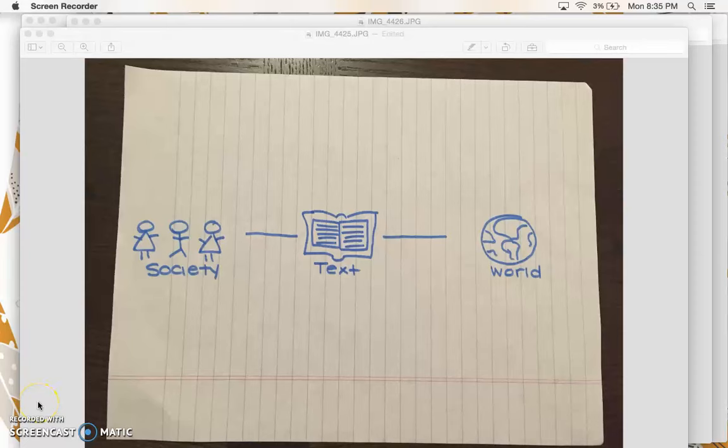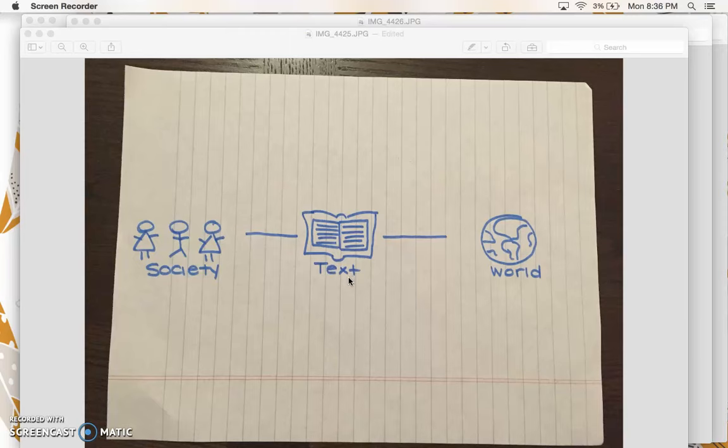Please open your notebooks to the next clean page. Turn your notebook sideways so that you have the most space to use. In the center of your page, please draw a book. Underneath the book, write text. When we're looking for meaning when we read, we can look to the text.